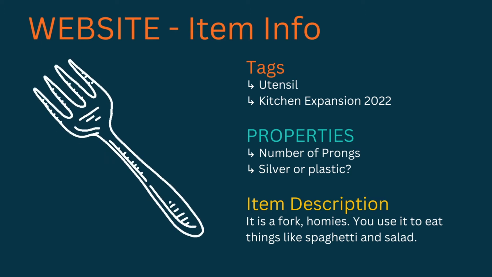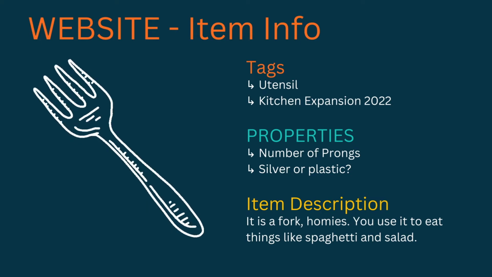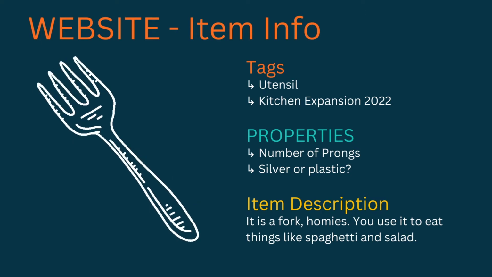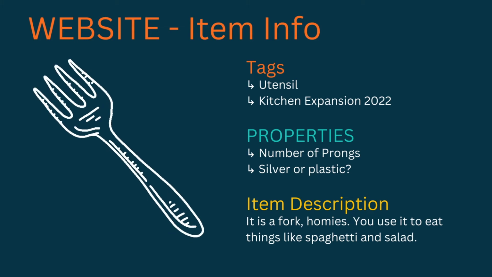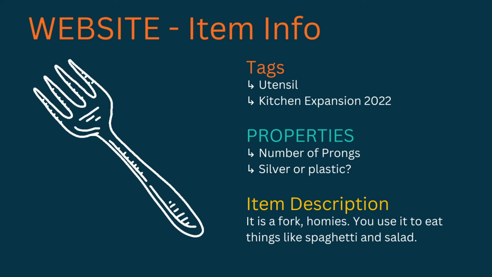Properties are a little bit different. Those are ways to explain a little bit about the item itself that you are listing, that may be different for that item specifically. For example, if you're listing a fork, you might want to be able to say whether or not it has three prongs or four prongs. Is it a plastic fork or silver fork? These things can be denoted as properties.